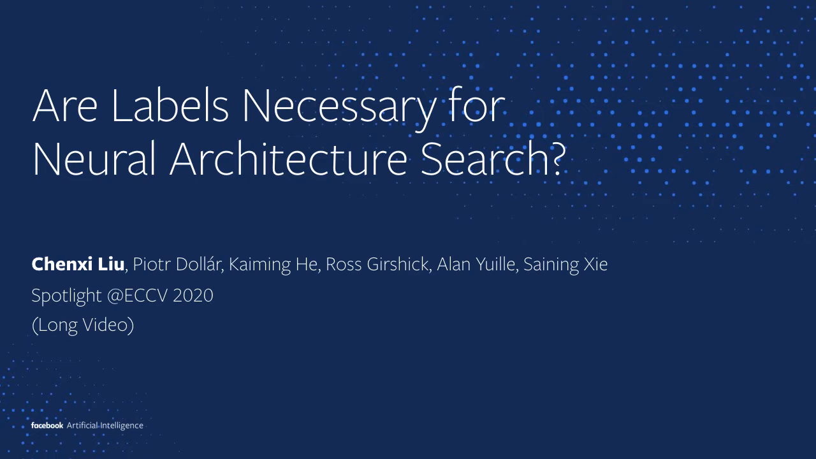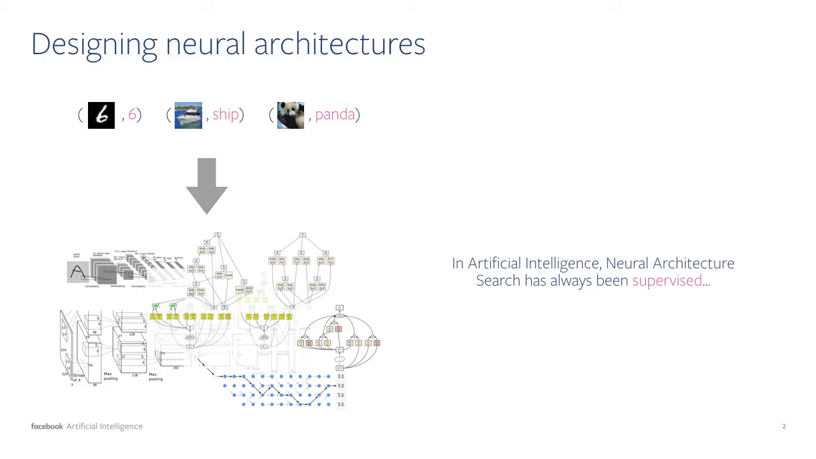The title of our work is Are Labels Necessary for Neural Architecture Search? The computer vision community has come up with a large number of neural architectures. They may be designed by humans or searched by machines. They may be applied to supervised or unsupervised tasks. But what all these architectures have in common is that when they were originally designed, it was a supervised task that they were optimizing for, in the sense that semantic labels were used.